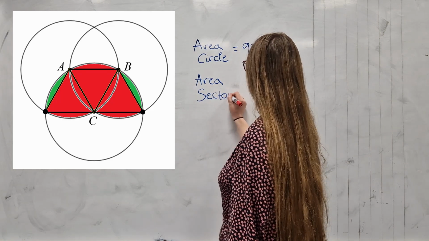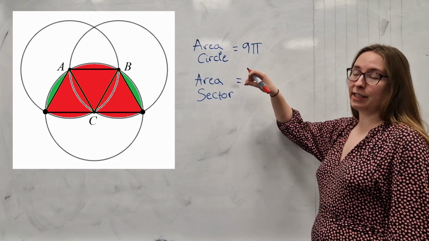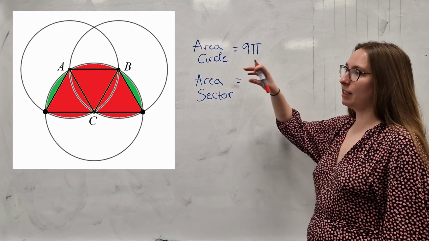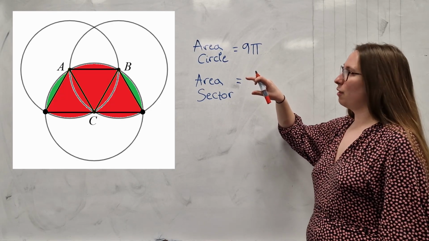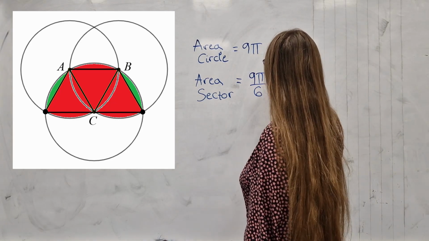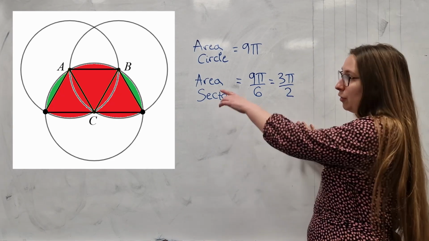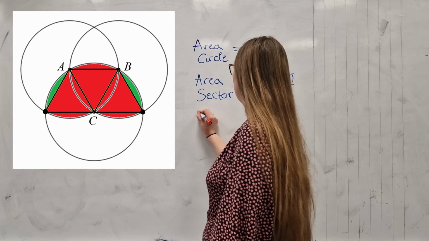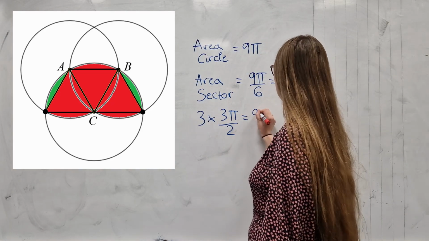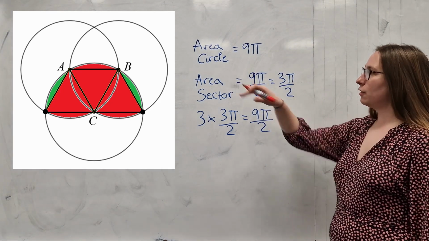So area of the sector. Now, if the sector has an angle of 60 degrees and a whole circle is 360 degrees, then 6 of those sectors would fit into a full circle. So we just have to divide 9 pi by 6. So we've got 9 pi over 6, which we can simplify to 3 pi over 2. You can see in the red that we have 3 sectors, so 3 times 3 pi over 2 is equal to 9 pi over 2. Hopefully we've got all the calculations correct so far. So that's all the bits in the red done.